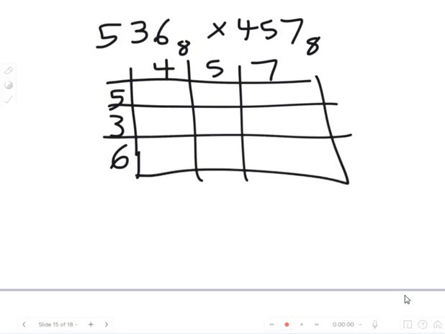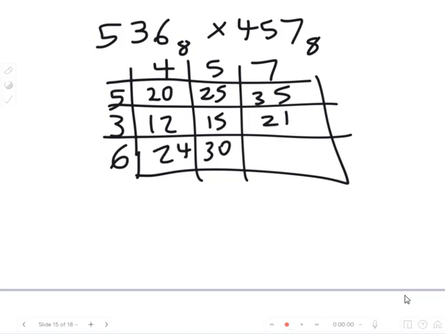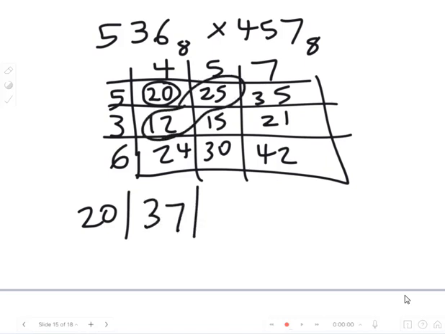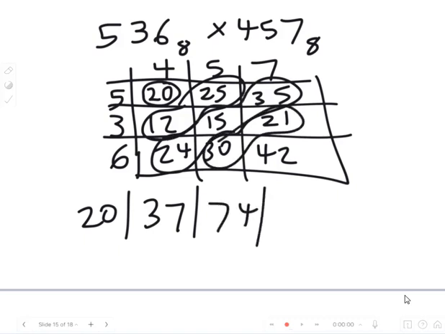And now what I'm going to do is just straight up base 10 multiplication. 4 times 5 is 20. 5 times 5 is 25. Speed up here real quick. I'm multiplying each of the column values by each of the row values. And when I'm done, I get a filled out area model. Then I'm going to add up the numbers that are along the same diagonal. 20 is along the diagonal by itself. 12 and 25 gives me 37. 24 plus 15 plus 35 is 74. 30 plus 21 is 51, and then 42.